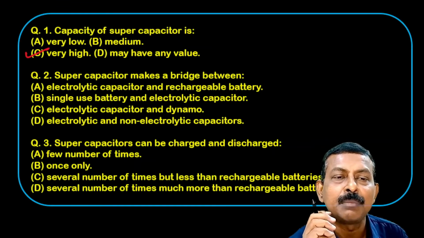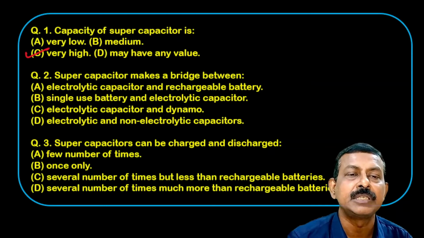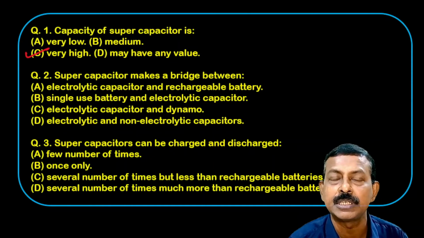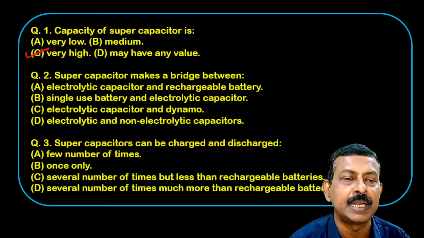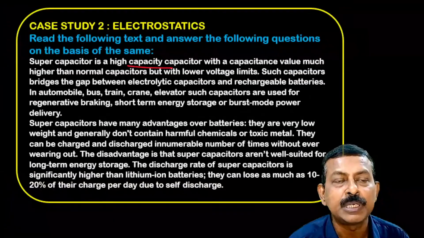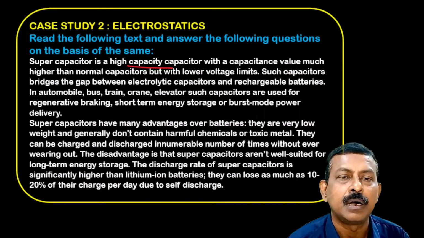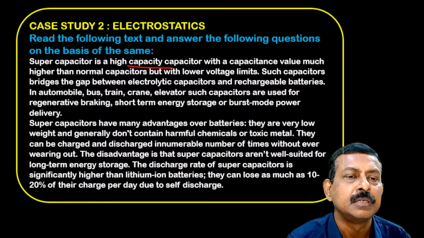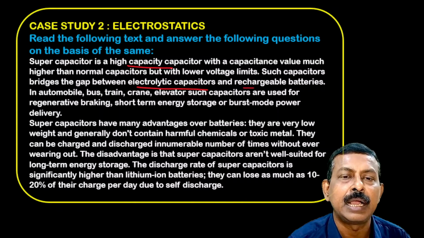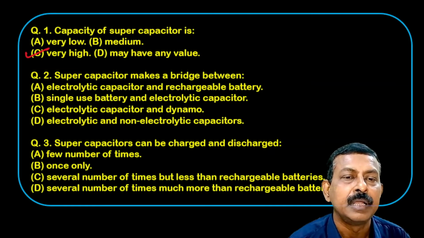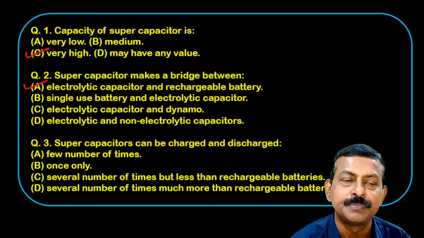Second question. A supercapacitor makes a bridge between: first, electrolytic capacitor and rechargeable battery; second, a single-use battery and electrolytic capacitor; third, electrolytic capacitor and dynamo; fourth, electrolytic and non-electrolytic capacitor. Again, for this question, the text has a reference to that. Such a capacitor bridges the gap between electrolytic capacitors and rechargeable batteries. So in that particular case, electrolytic capacitor and rechargeable battery is the correct option.